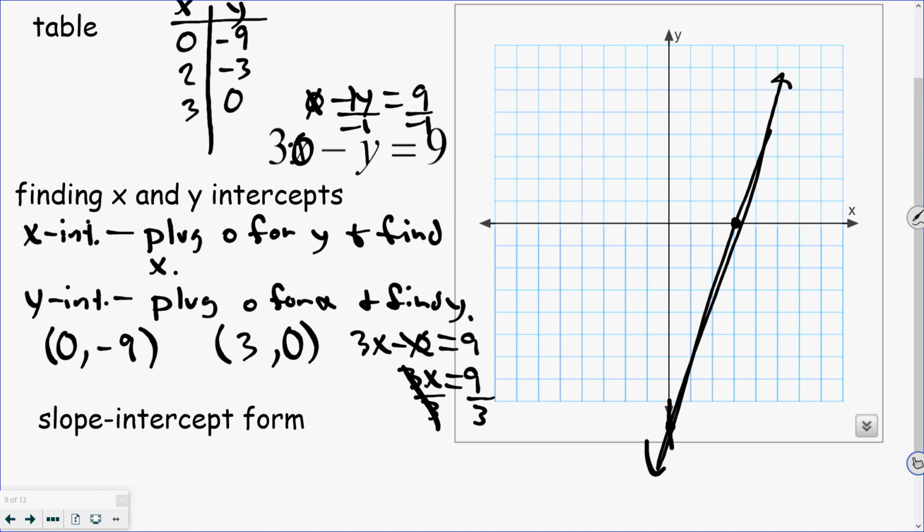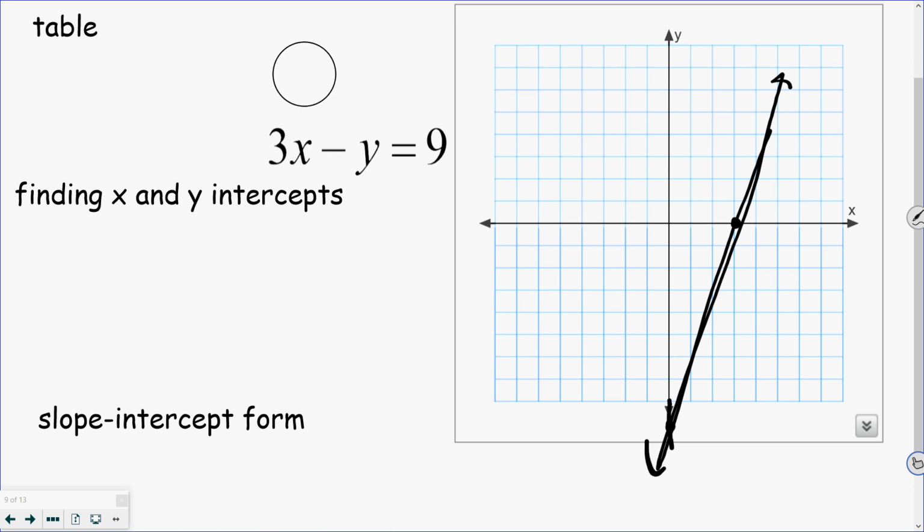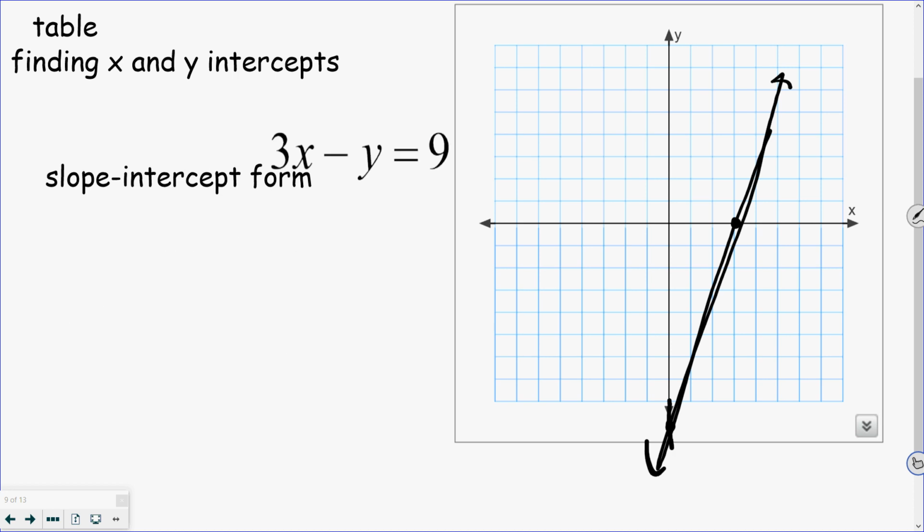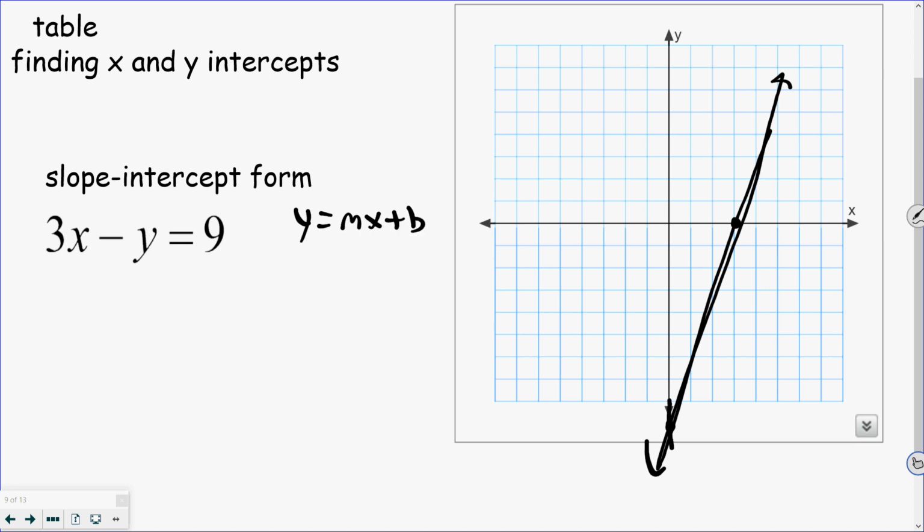Okay, the last way is the way we just talked about. I'm going to erase this up here so we can fit all this in. The last way we can graph is slope-intercept form. But I wanted to show you this example. So if you look at this one, this time the equation is not in the y equals mx plus b form. So it's not in the right form. So we have to put it in that form if we're going to use that method.